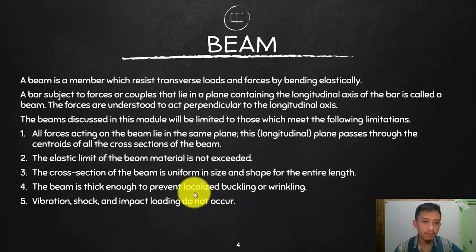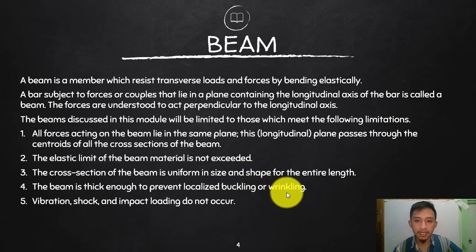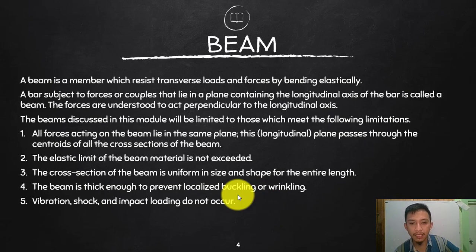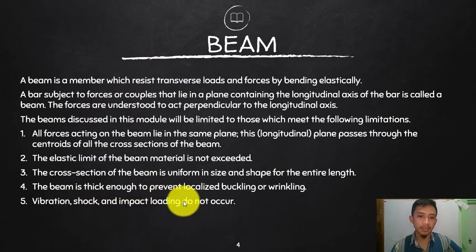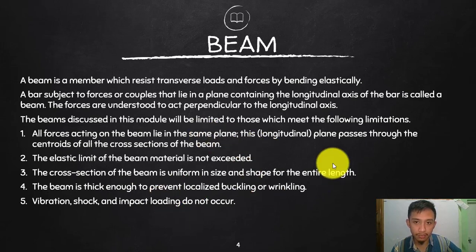Fourth, the beam is thick enough to prevent localized buckling or wrinkling. So we will consider again that the beam will withstand the bending without failing through buckling. So that will not buckle. Let's consider that it is thick enough. And lastly, vibration, shock, and impact loading do not occur. So we will just consider the ordinary types of loadings, wherein that could be concentrated load, distributed, triangular, and so on and so forth, but of course without vibration, shock, and other types of loading on the beams, which are actual types of loading.